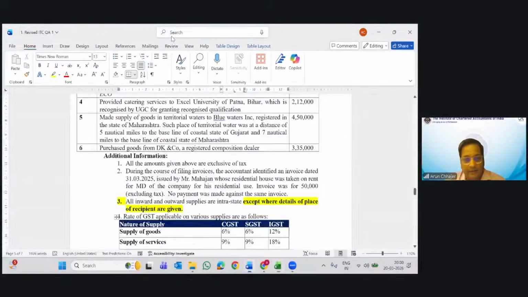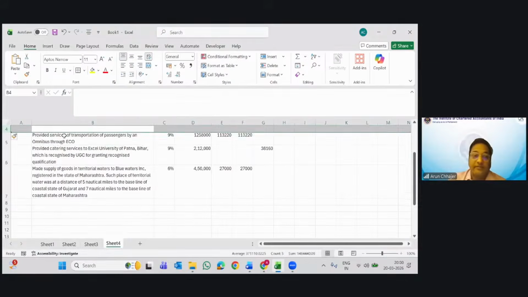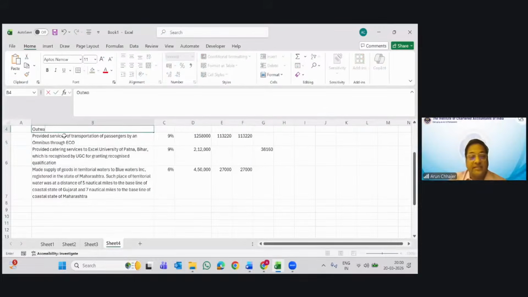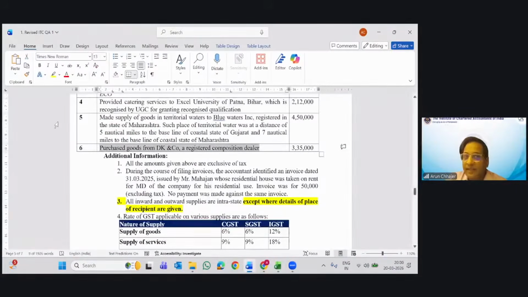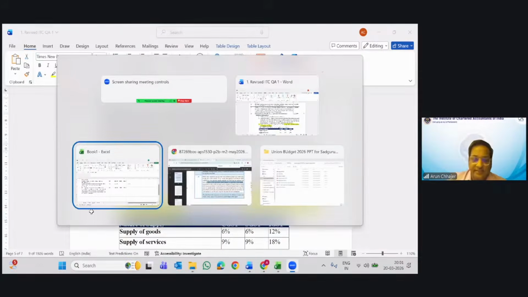Okay. Last part, purchase the goods from Decant company registered. Purchase the goods from composition dealer. Is it an inward supply or is it an outward supply? Correct. So I can say it is an inward supply. So let's write inward supply.